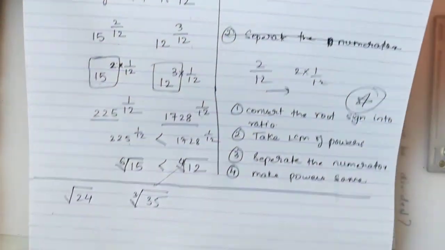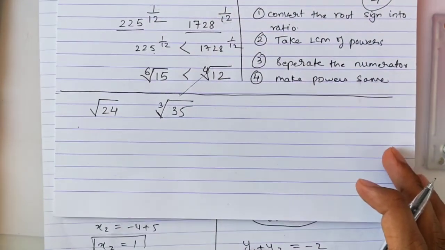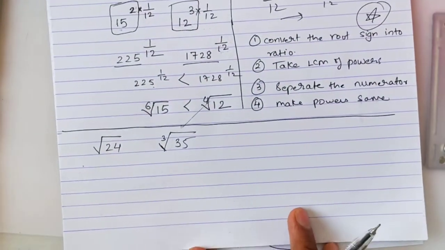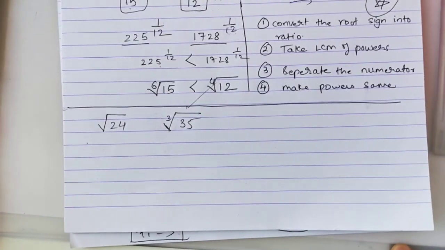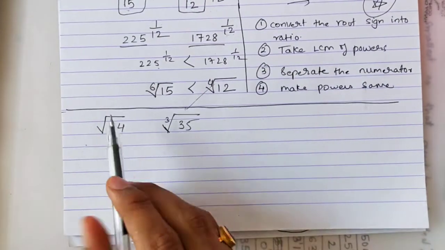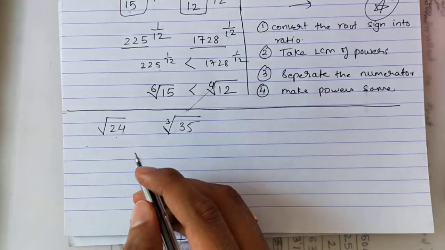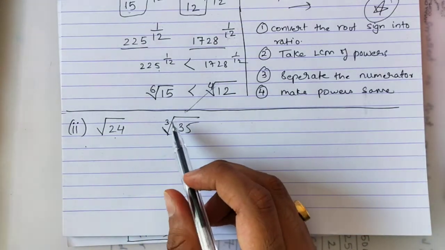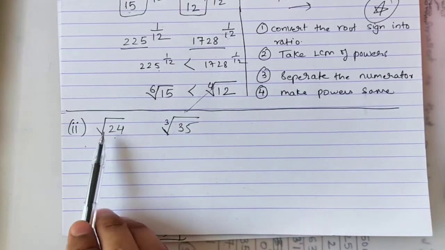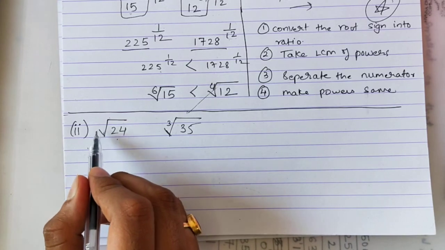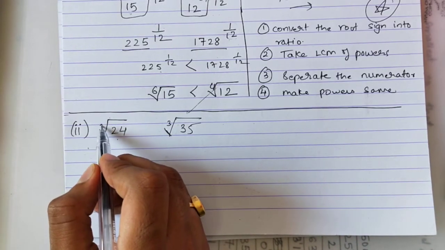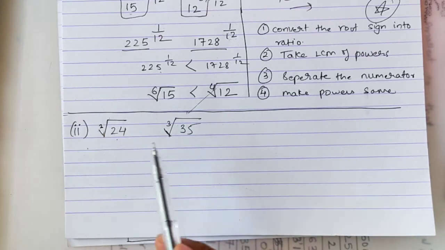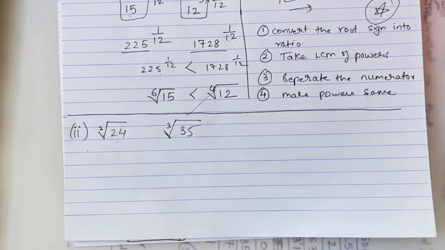Next sum. Now we have the sum. Square root of 24 and cube root of 35. This, see, square root, if there is no number here, means it is a square root, means basically it is 2. If you get confused, remember, if there is no number written here, means it is a square root. Square root means 2. Okay.